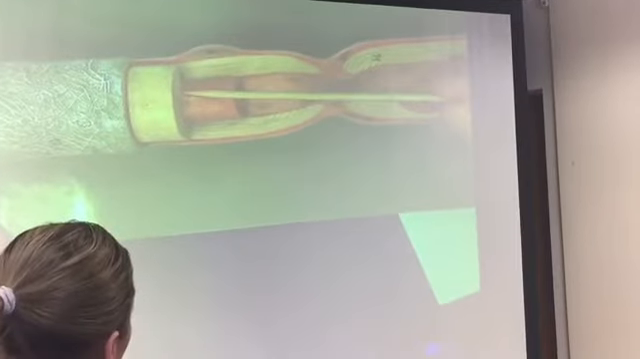Around one neuron is what connective tissue layer? Endoneurium. Around the fascicle? Perineurium. Around the entire nerve? Epineurium. And with that, I'm dropping the pointer.